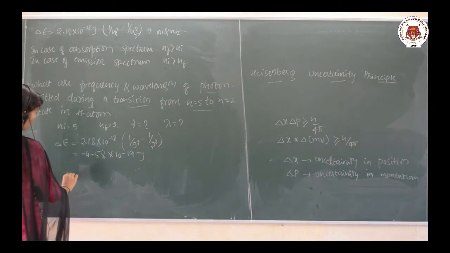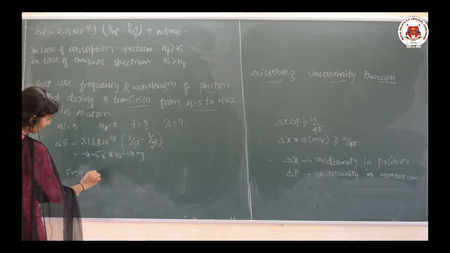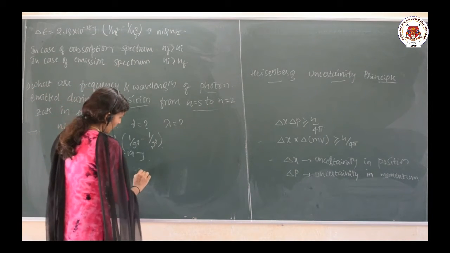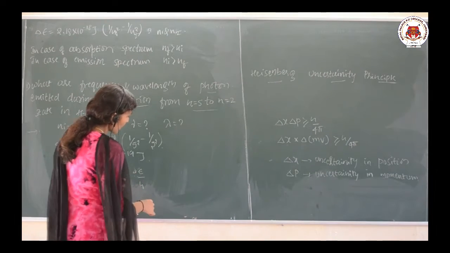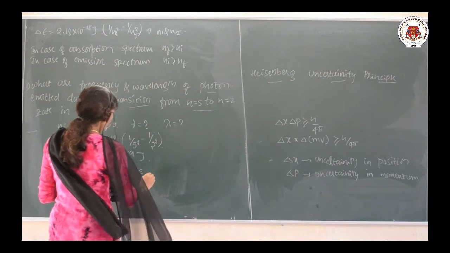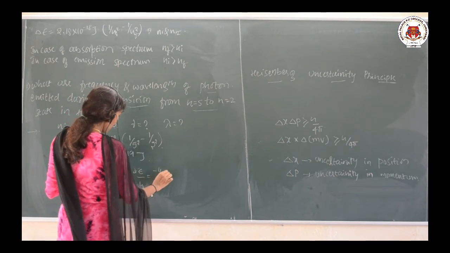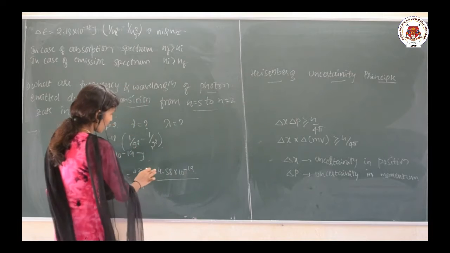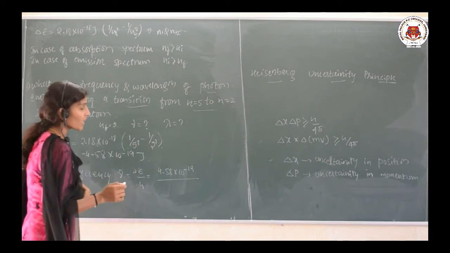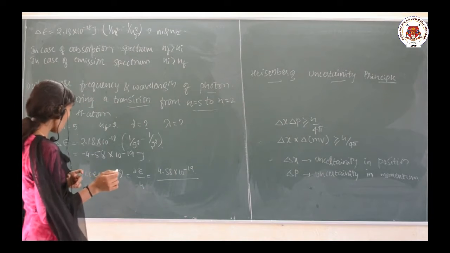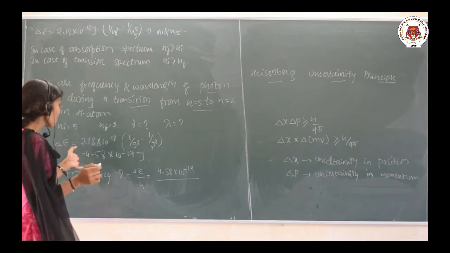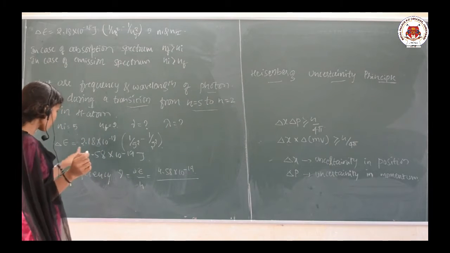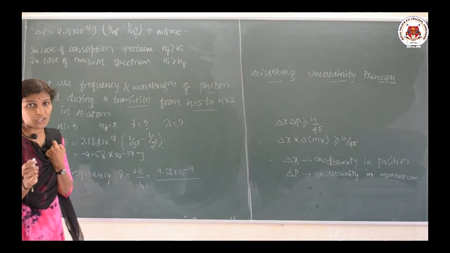Frequency nu is equals to E by H, that is delta E by H. So delta E value already we know that, and this minus sign indicates what? It is an emission spectrum. If it is positive, it indicates it is an absorption spectrum.